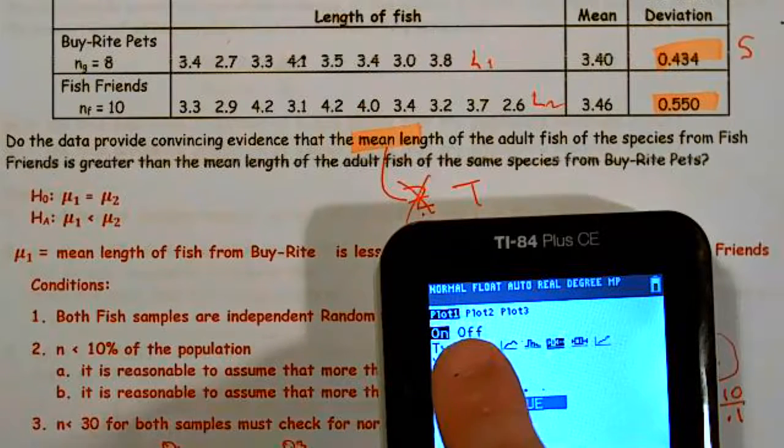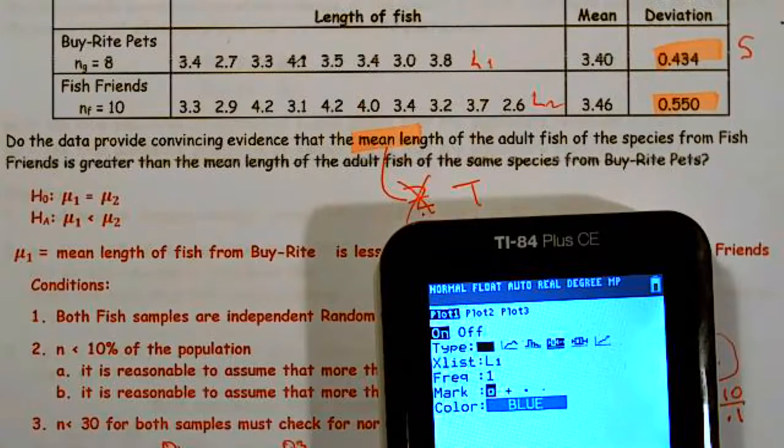I made sure my first stat plot is on. It's highlighted and on. I went over and selected the one with showing outliers. Then I press second one. All right, I now have my first stat plot done.